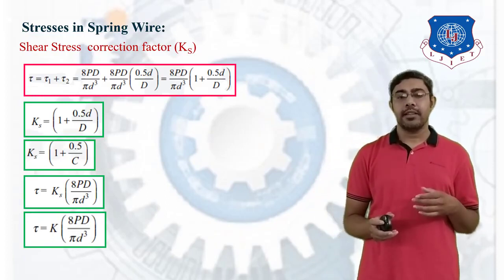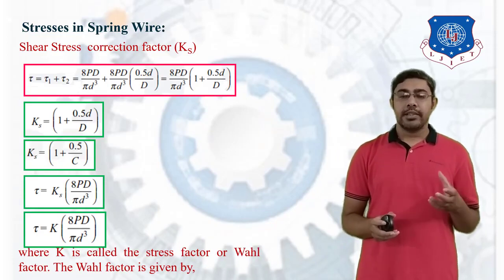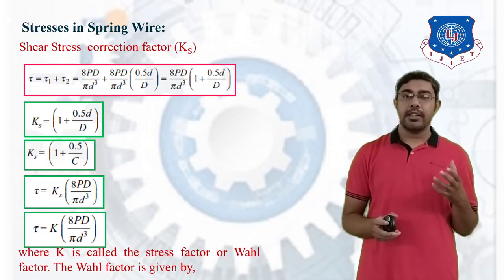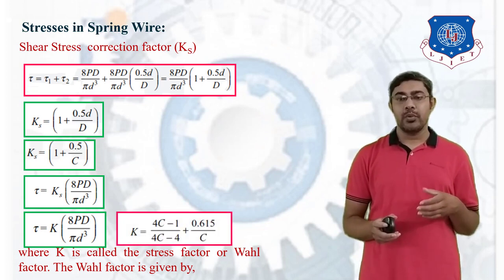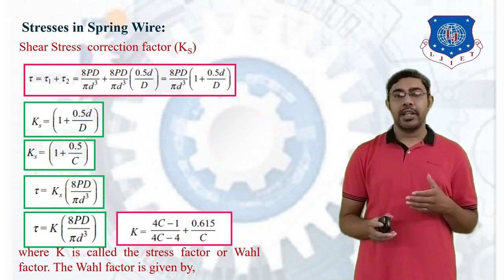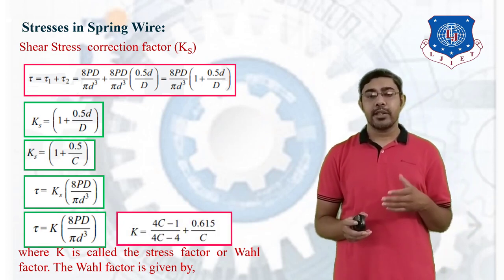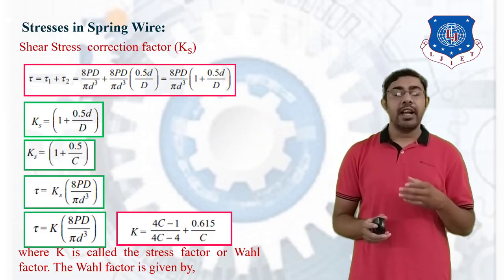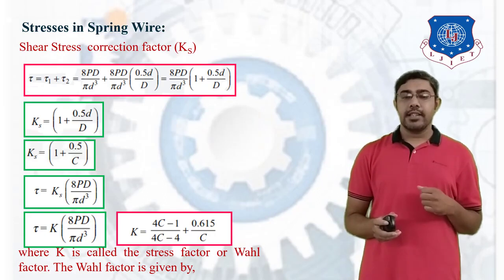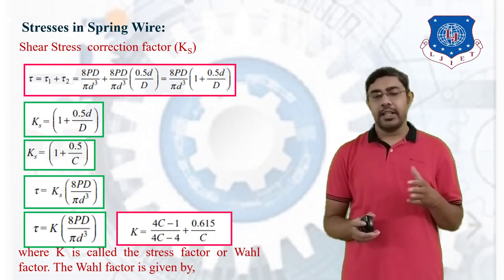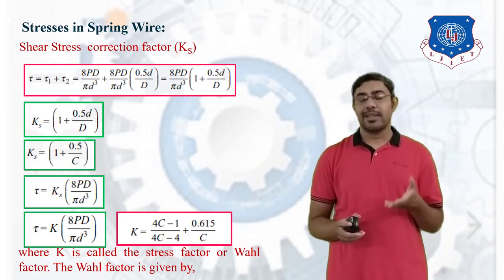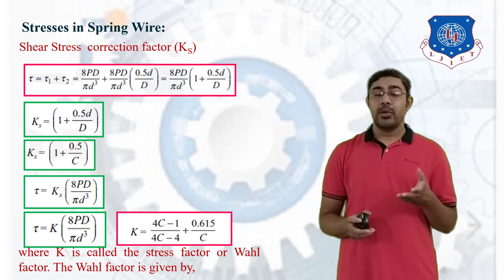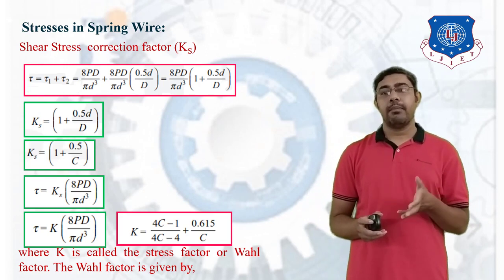Here K is the Wahl stress factor, and it is given by K is equal to (4C minus 1) divided by (4C minus 4) plus 0.615 divided by C. So this is the Wahl factor, and according to Wahl's equation, tau is equal to K into 8PD divided by pi d cubed.